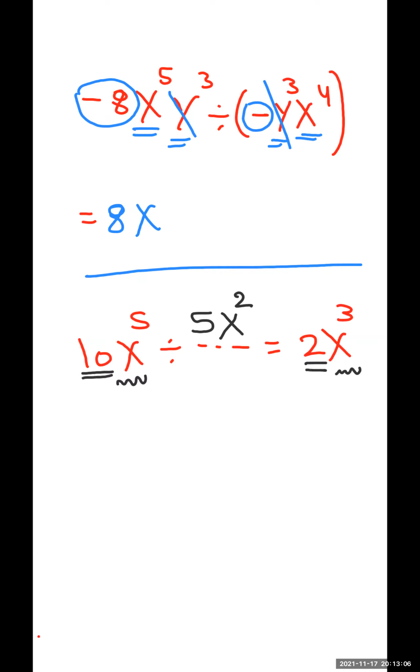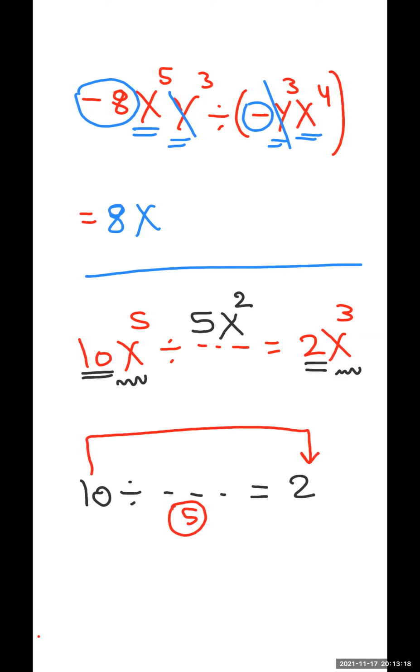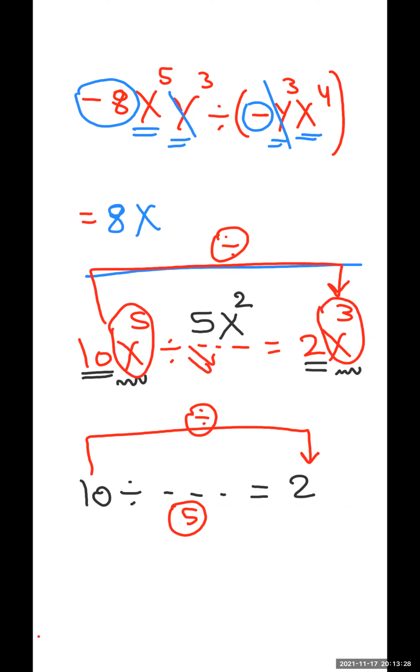Or otherwise, we can solve it this way. 10 divided by a number equal 2, so of course, divided by 5. How did I get 5? It's 10 divided by 2. So divide this term by this term. 10 divided by 2, it's 5. x power 5 divided by x power 3, it's x squared. So the missing term is 5x power 2. Clear?